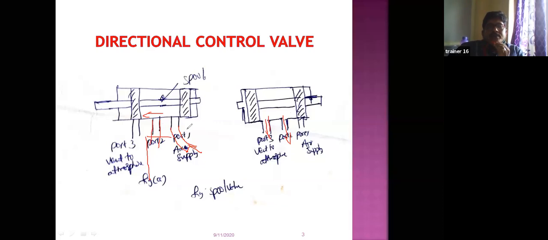Again I'm repeating, the compressed air enters, it goes to port 2, that means it is connected to the system. And if there is excess air, it first enters port 2, and automatically it pushes this spool, thereby port 3 opens and the excess air goes out to the vent to atmosphere. This is called a spool valve or directional control valve.